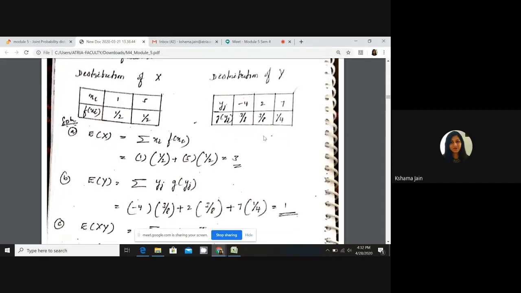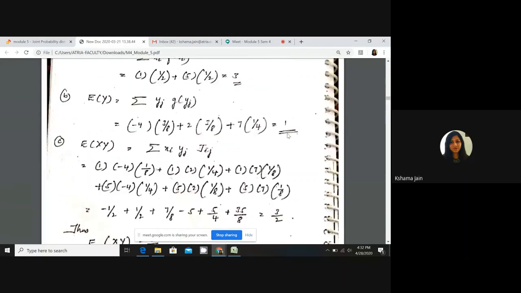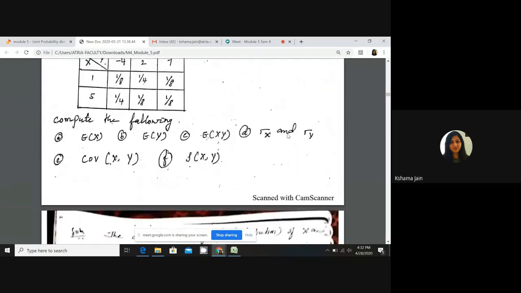Same for Ey, expectation of y is y into gy. So you can make a third row here, y into gy. Here I can write minus 4 into 3 by 8 will be minus 3 by 2, 2 into 3 by 8 will be 3 by 4, 7 into 1 by 4 will be 7 by 4. After taking all these values, add them. So that is Ey equal to 1. Third question was Exy.